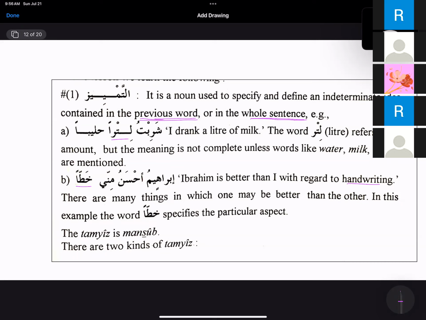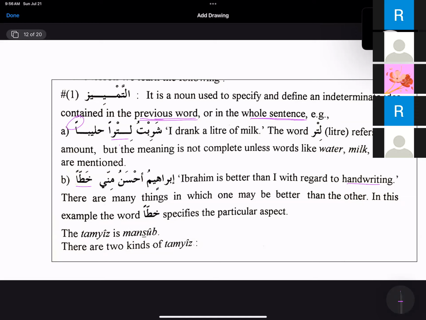For example, sharibtu litran. If I just say I drank a liter, a liter, you're going to say what? What did you drink? So I need to bring tamyiz, laban, right? So all these measuring things, liter, or I say I walked a kilometer, right? So I need to specify the distance, right? So all these, basically wazan or the liquid measurements or even the distance, we need to bring tamyiz after them.